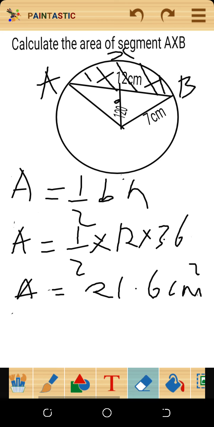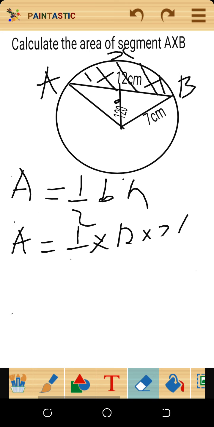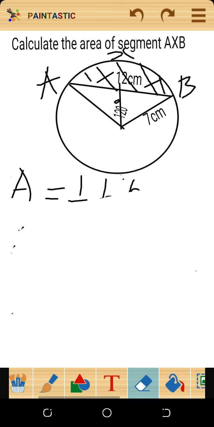Since I've calculated the area of the sector and the area of the triangle, now I can calculate the area of segment AXB. So calculating the area of segment AXB, at first I said use the formula area of the segment is equals to area of the sector minus area of the triangle.